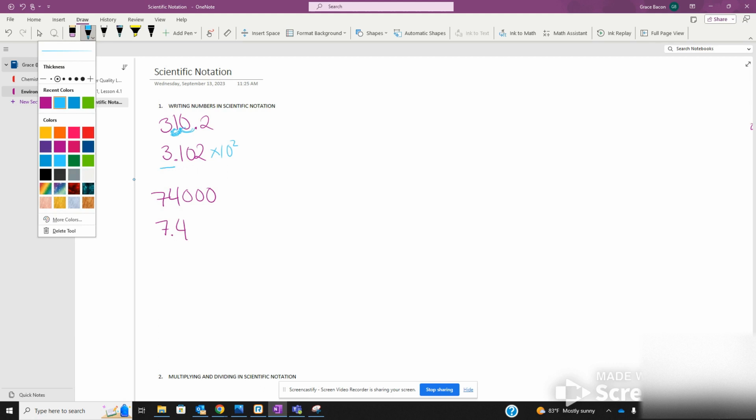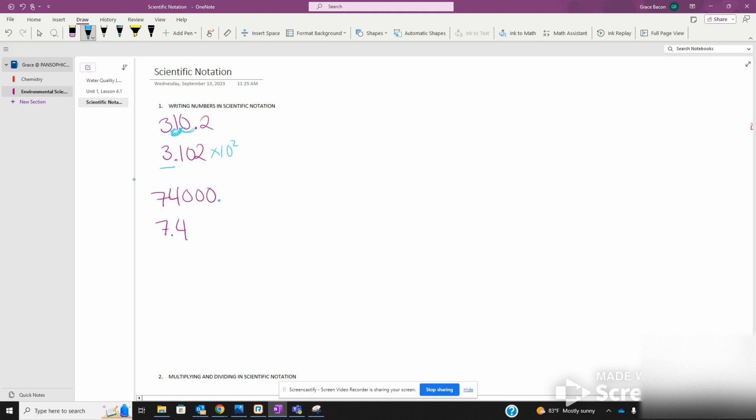All right, and then I'm going to count. Well, on this number, I don't have a decimal showing, but I know that it's here because 0.0 changes nothing. So my decimal is here, and then I'm going to count how many places I have to move it over, how many times I have to multiply this by 10 to make it look like that. So 1, 2, 3, 4. So this is the same as this.